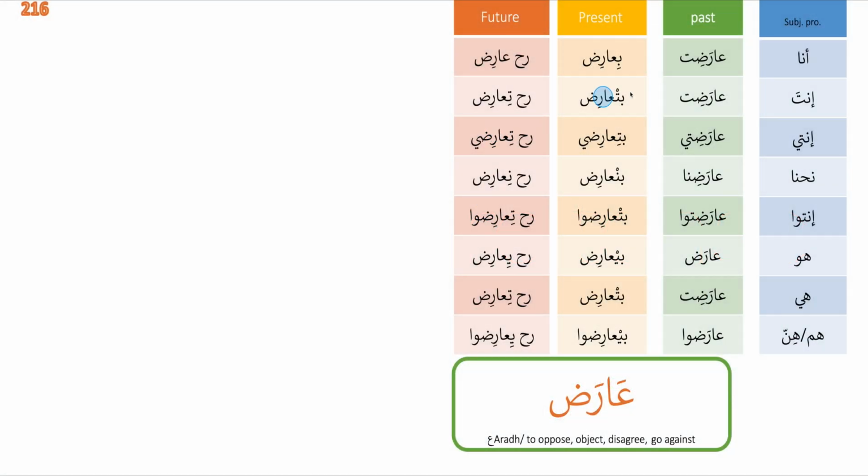Let's have a look at the future tense. أنا رح عارض. أنت رح تعارض. أنتي رح تعارضي. نحن رح نعارض. أنتو رح تعارضوا. هو رح يعارض. هي رح تعارض. هن رح يعارضوا.